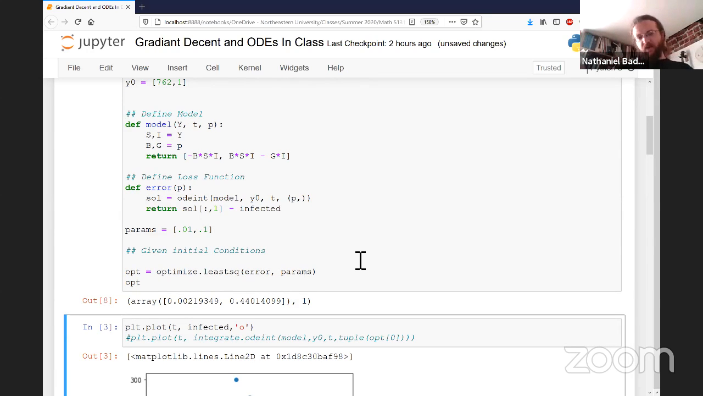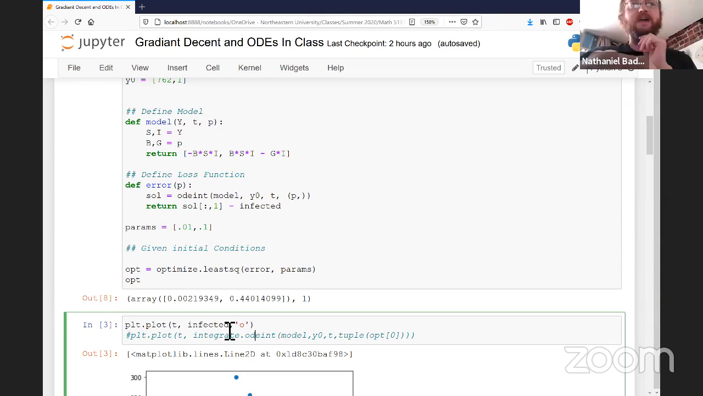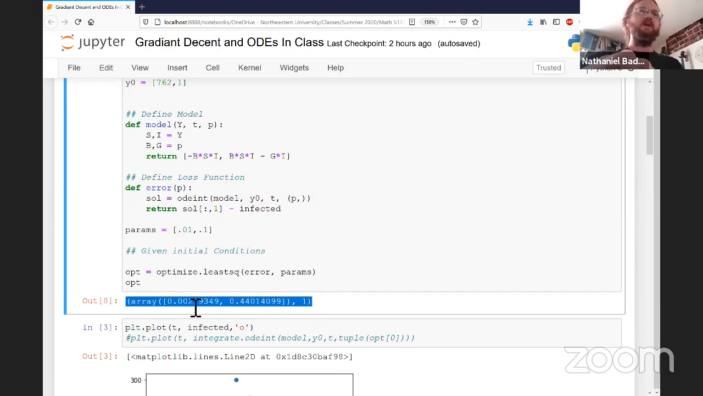And you may actually remember from our lecture on Monday that this is pretty close to, so 0.44 is actually what we were using for the recovery rate, and 0.002 is pretty close to what we guessed. You'll notice what this returns is a tuple, right? It returns a tuple with two things in it: an array with our parameter values, and then this integer.